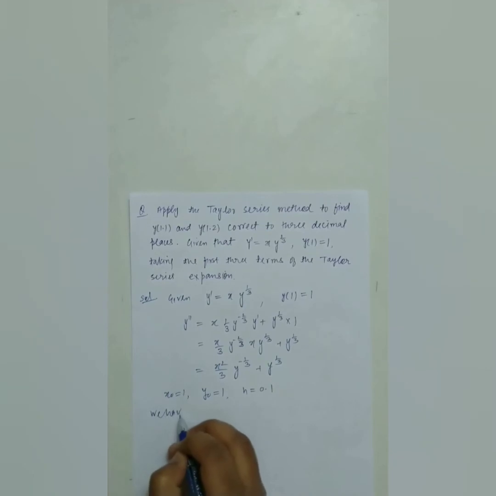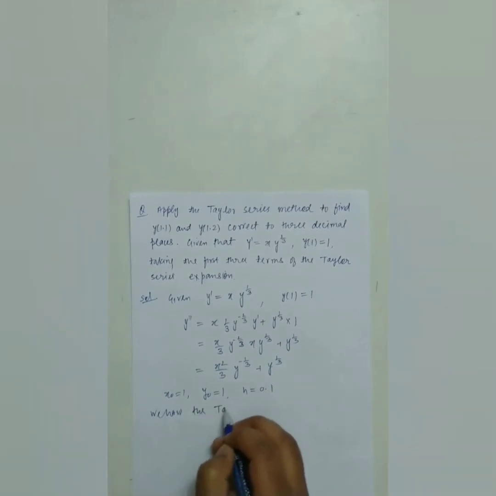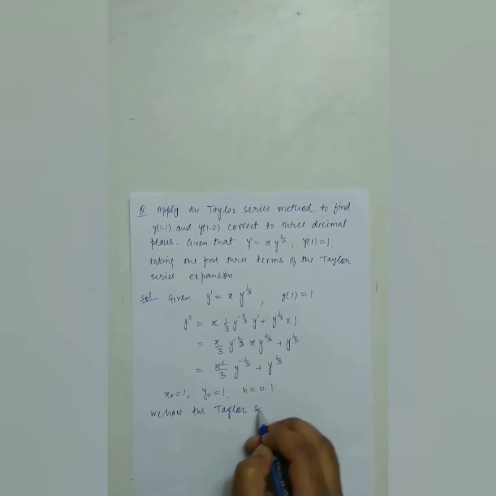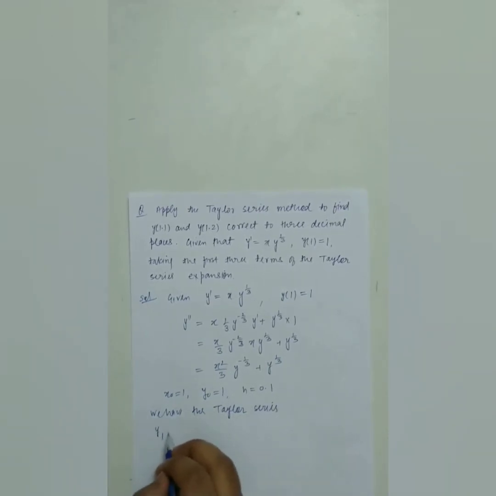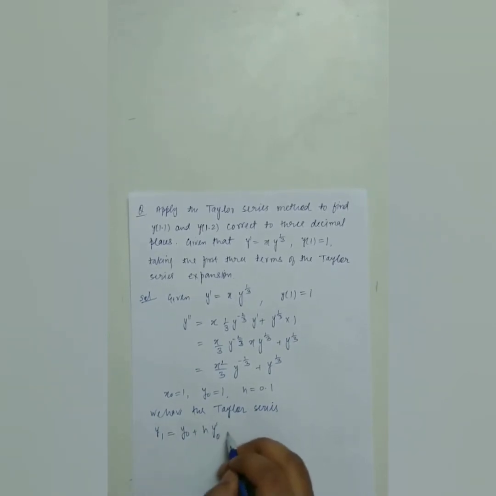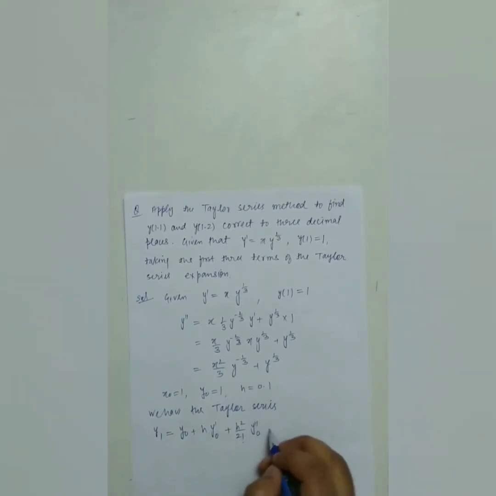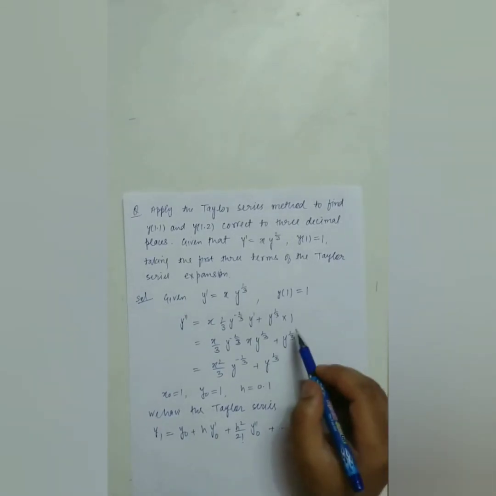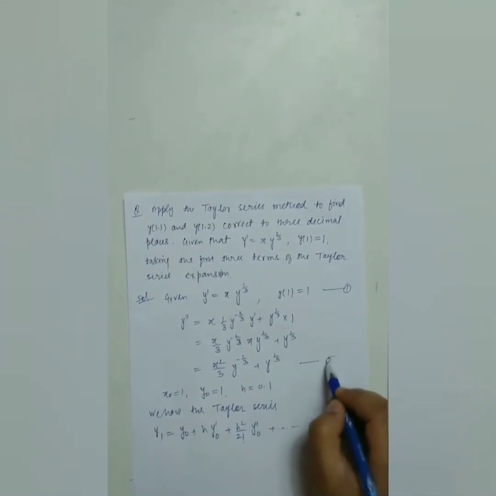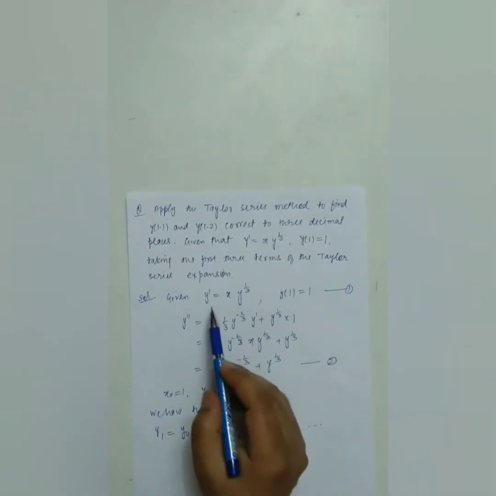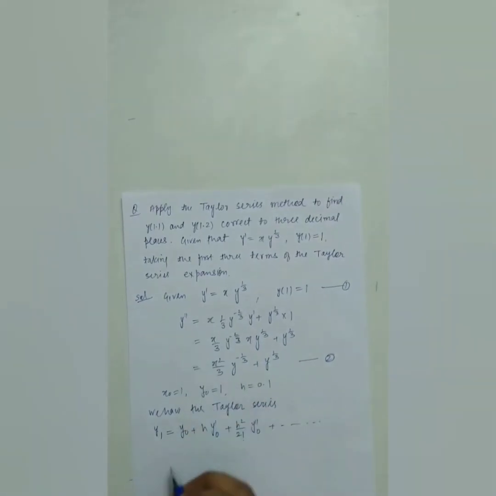We have the Taylor series. We are writing for y1 first: y1 equals y0 plus h y dash 0 plus h square by 2 factorial y double dash 0 and so on. So by using equation number 1 and equation number 2, we can define the value of y dash 0 and y double dash 0.